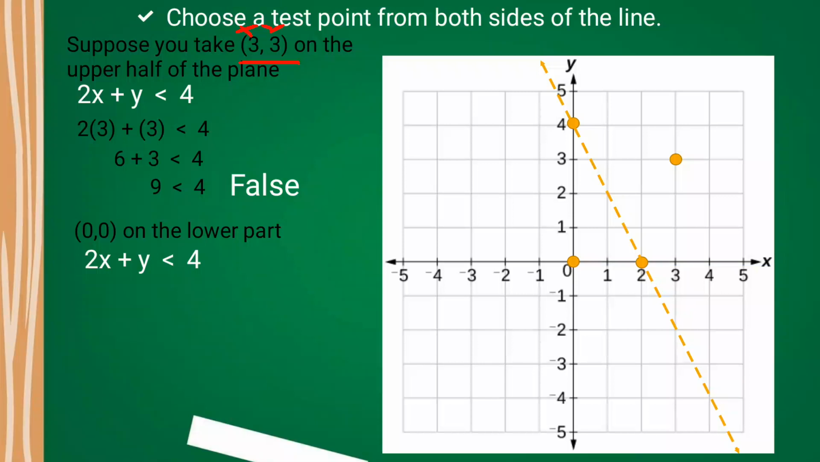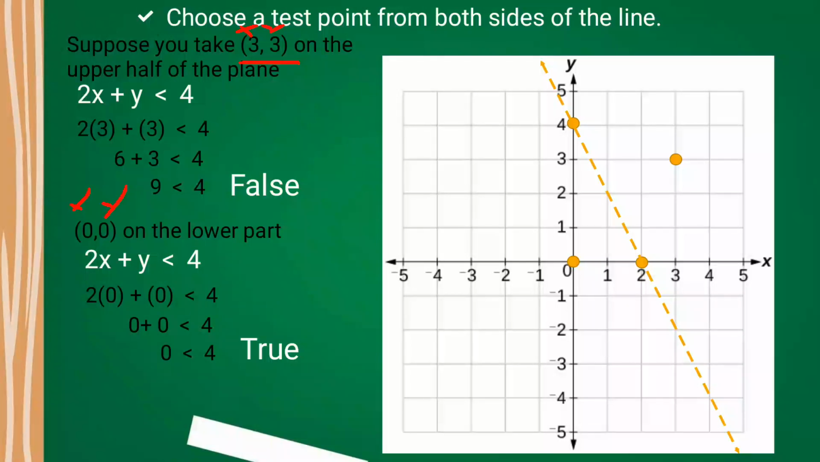So let us substitute po. 2x plus y is less than 4. Again po, this is x. And then this is y. So let us substitute po. 2 times 0 plus 0 is less than 4. So 0 plus 0 is less than 4. We have here 0 is less than 4. So tama po ba? Si 0 daw po ay mas mababa sa 4. So therefore, it is a true statement.